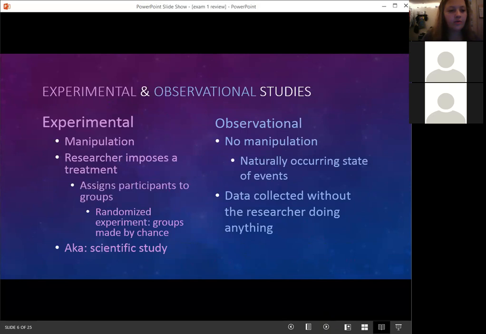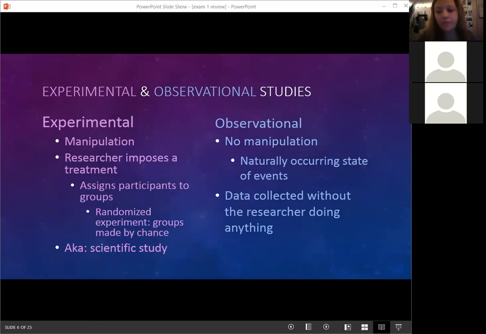Okay, so when we have all these variables, we can use them to do a study. There's two different types of studies we can do: experimental or observational. Remember, like I said before, if you're doing an experiment, you're going to impose some sort of treatment onto your participants. Manipulation, treatment, same thing. So you're actually impacting what the participants are doing or how they're acting.